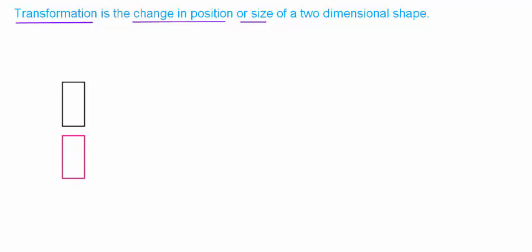This is what we call translation. So this is translation. In translation, a shape can move left, right, up or down without flipping or rotating. Let's talk about rotation now.